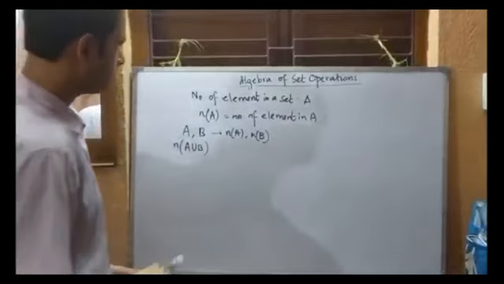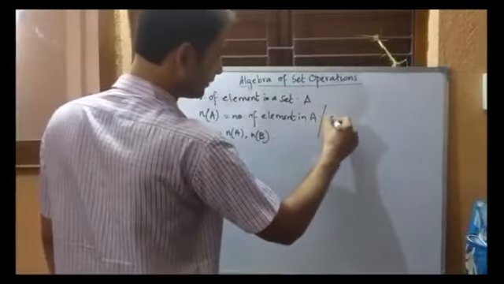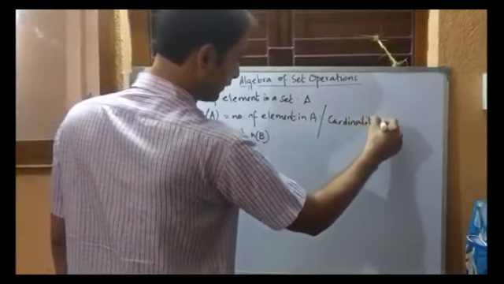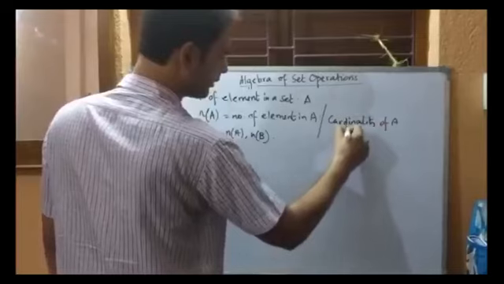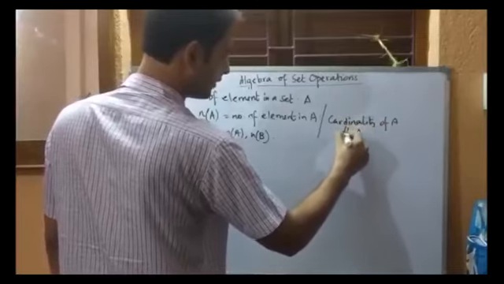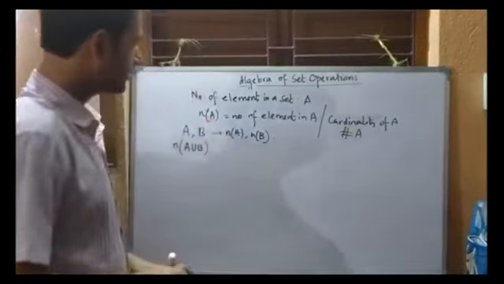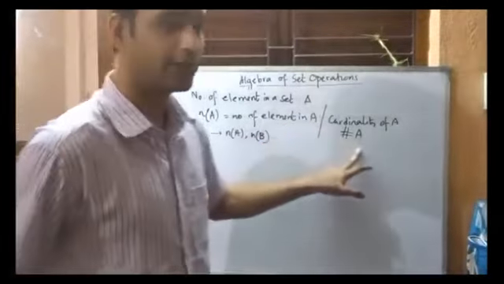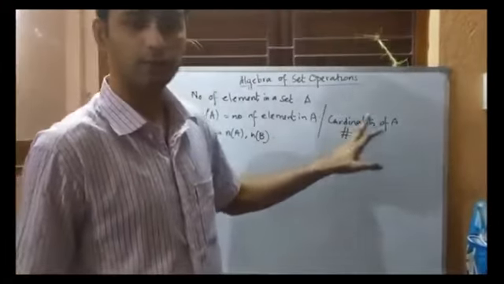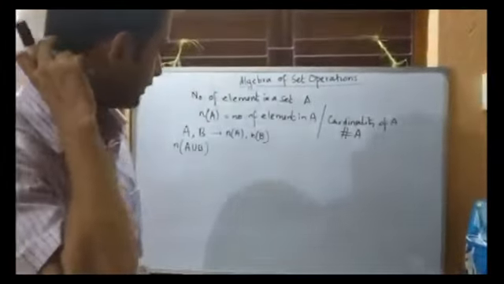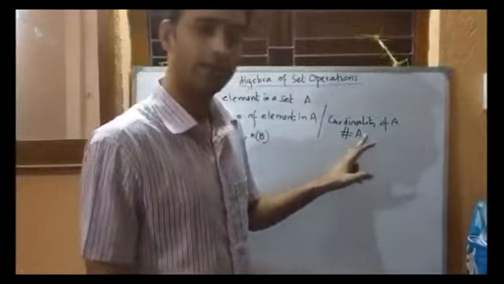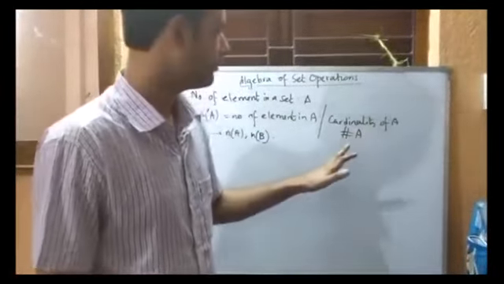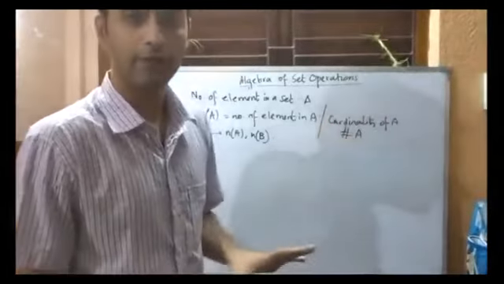Also remember this number of elements has another name that is called cardinality of A. It is also denoted by hash A. So basically this number of elements is a more particular term for this cardinality. This cardinality is a more general term. Usually we use cardinality for an infinite set, and this can also be used for finite sets, but mainly it is used for infinite sets.